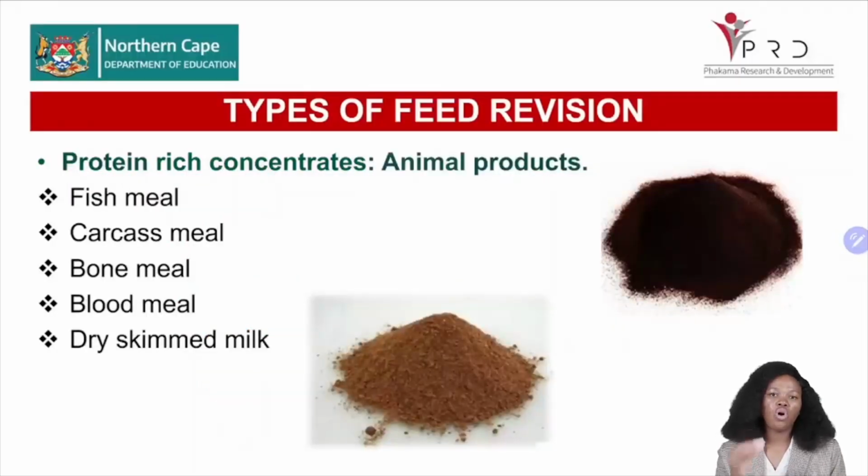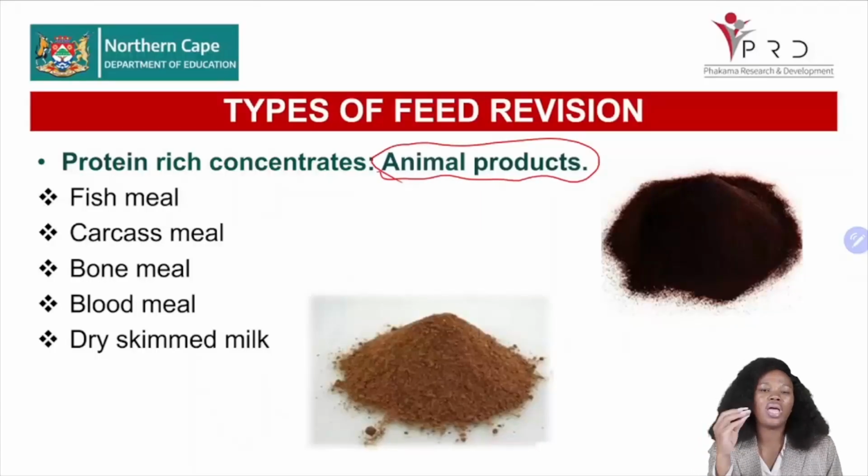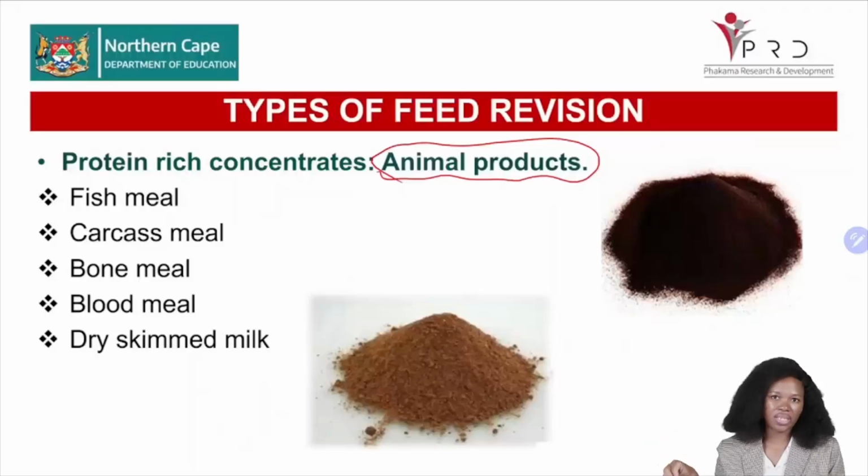Now, also concentrates, they are protein rich. They have more proteins than fats and carbohydrates. Now, concentrates that are protein rich are divided into two. Please remember, they are divided into two. We have concentrates that are protein rich, but come from animal products, and we have concentrates that are protein rich, but come from plant products.